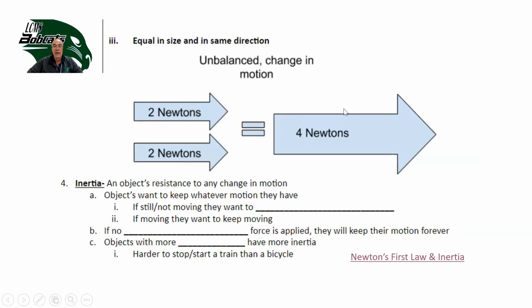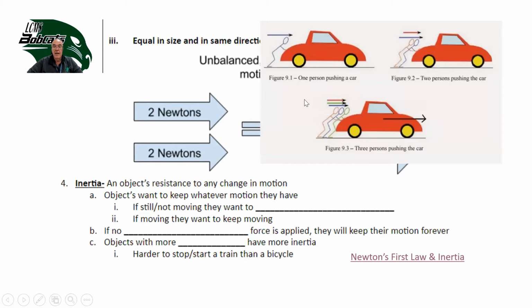Okay? And it's kind of like this example here. One person can push on the car. If 2 people push on the car, their forces add together. If 3 people push on the car, their forces add together. So that's what we're saying here. This is like this. They push, and he pushes. 2 people's forces add together, and in this case, they would be pushing with 4 newtons.